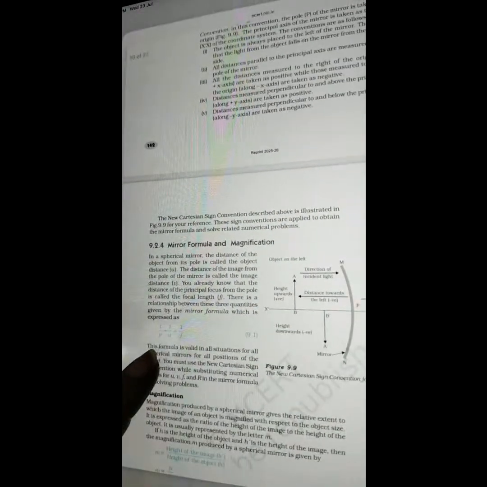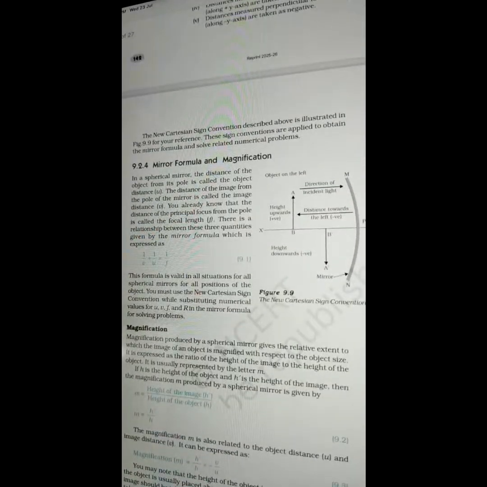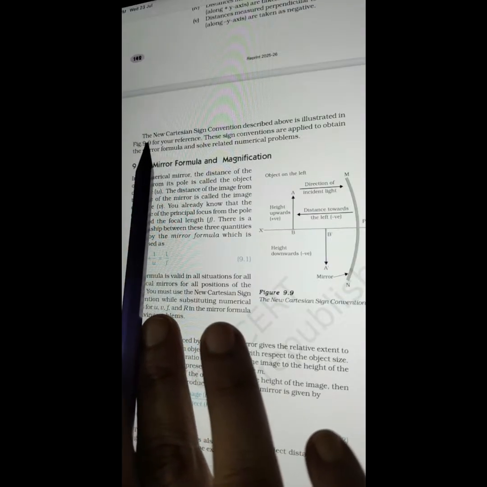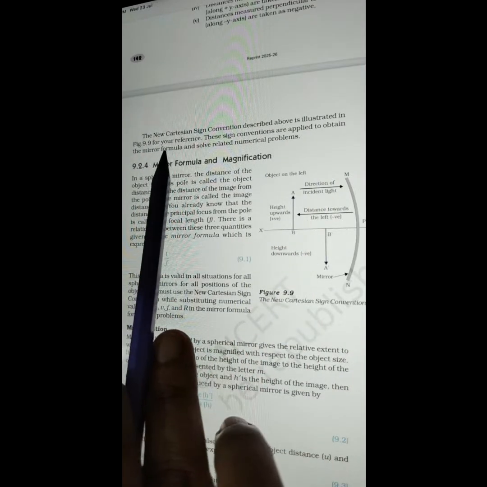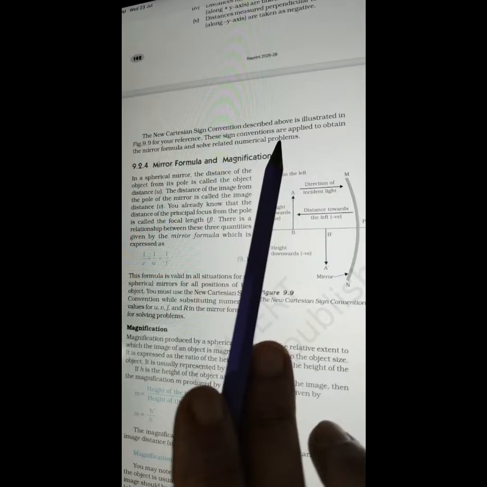Light is one of the lengthiest chapters and the chapter with maximum weightage, so you should practice all the Cartesian signs well, so that you do not make any mistake in the numericals, because in case you take any of the signs incorrectly, the end result would be wrong. The new Cartesian sign convention described above is illustrated in figure 9.9 for your reference. These sign conventions are applied to obtain the mirror formula and solve related numerical problems.